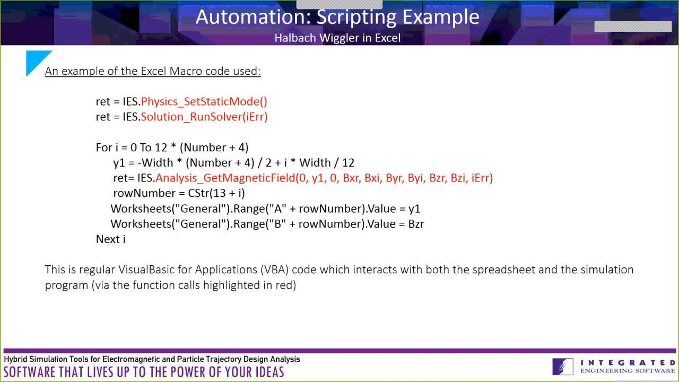So internally, it looks something like this. We've indicated the Excel macro code that's being run when you hit the run button, and the red part is simply our functions. It's Visual Basic code that's used for writing macros within Excel, and the red is simply where you're invoking three things from our software, and only three things need to be invoked to get the results. Set it to static, run the solver, and then in a loop go through and get the field at points, and those are written back into the spreadsheet and a plot is created.